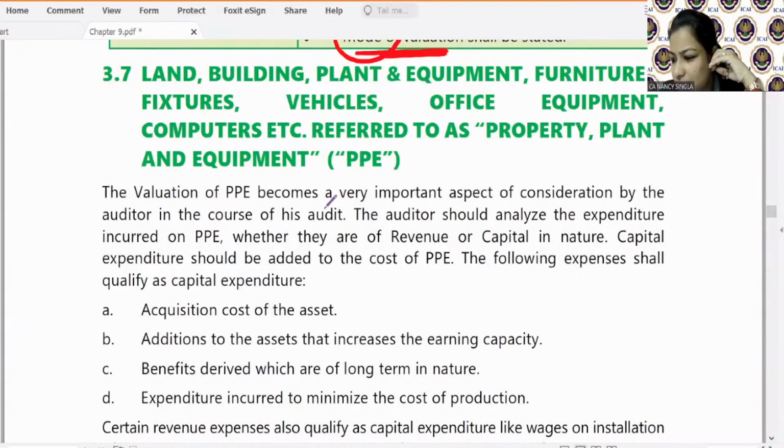Yes, G.R. Kanak Harini, you are correct. Inventory, Anuradha, if the time permits, we will revise it at the end of the session again. Please remind me.